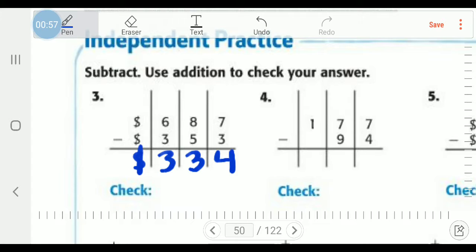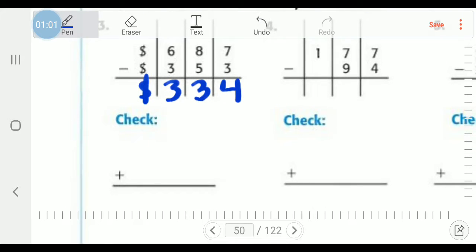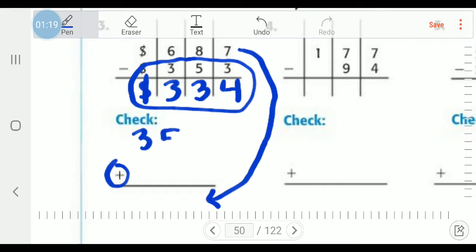And now I need to check my math. Okay, remember, to check your math, you can add back the smaller numbers and see if you can get this larger number as your answer. Because if you do, you're doing it right. So I'm going to do 353 plus 334, and I'm hoping 687 is the answer I get.